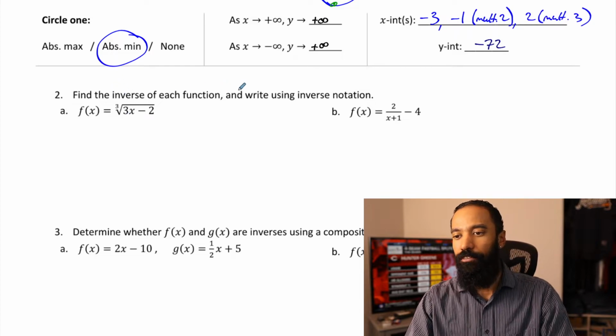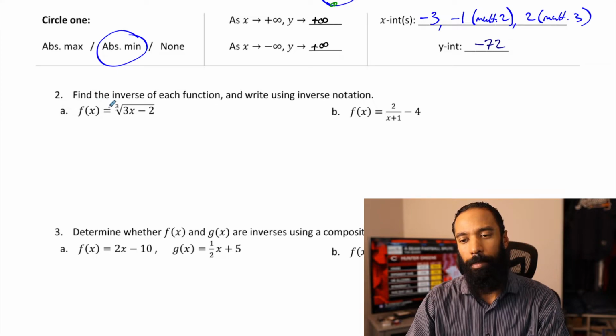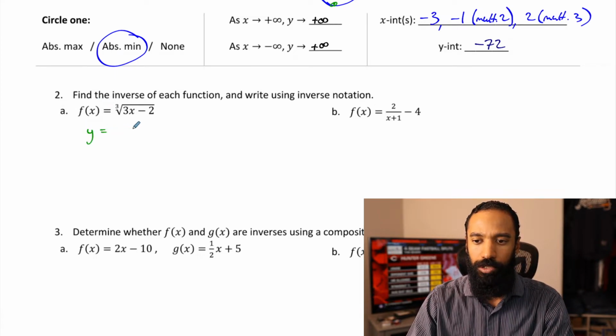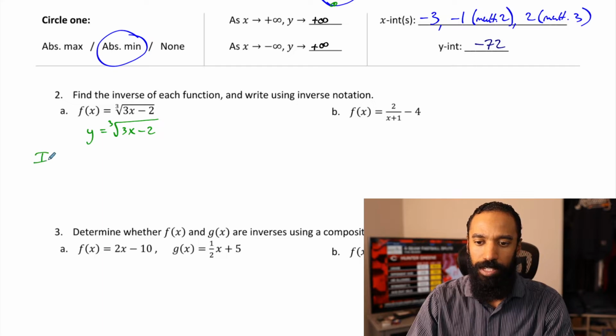All right, find the inverse of each function and write using inverse notation. So now this is an idea where you swap your x and y variables right here, and then you end up solving for y again. So f of x is y. I'm just rewriting that right there. I'm going to go ahead and take its inverse and swap the x and the y. X equals cube root of 3y minus 2, like that.